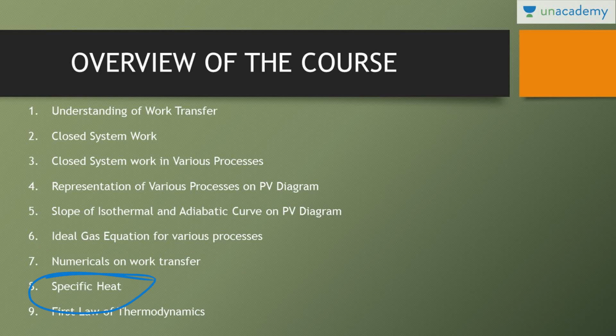From lesson number 8, I have added 15 more lessons for you. Lesson number 8 is all about specific heat: specific heat at constant pressure, specific heat at constant volume, and polytropic specific heat. I am pretty much sure that you haven't heard the name polytropic specific heat. So you can get the concept of polytropic specific heat from this particular lesson. Right, and why specific heat at constant pressure is greater than specific heat at constant volume.